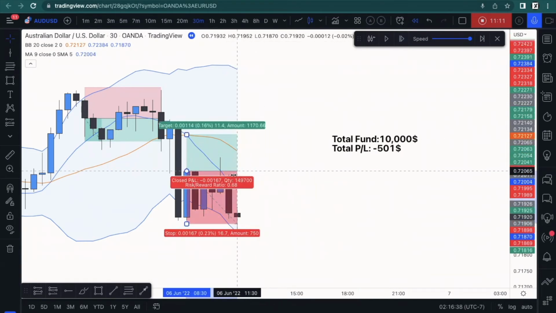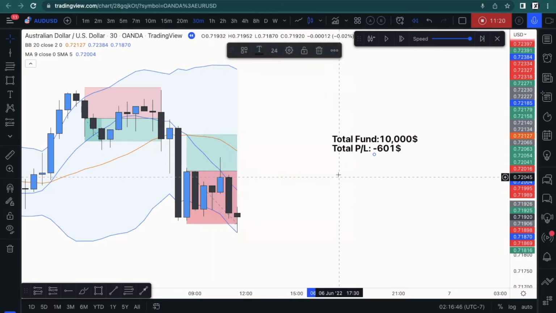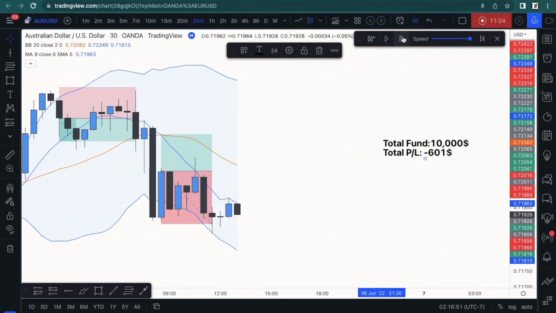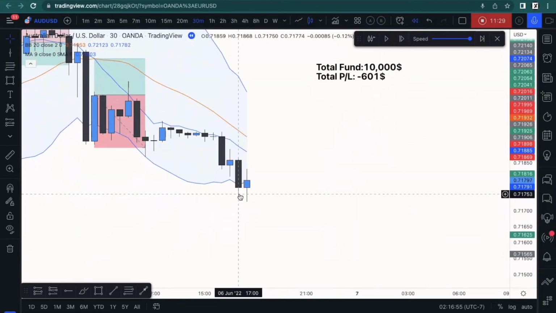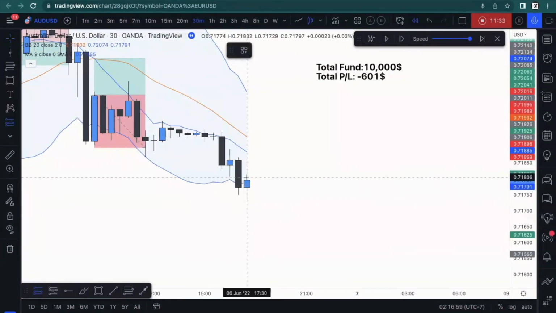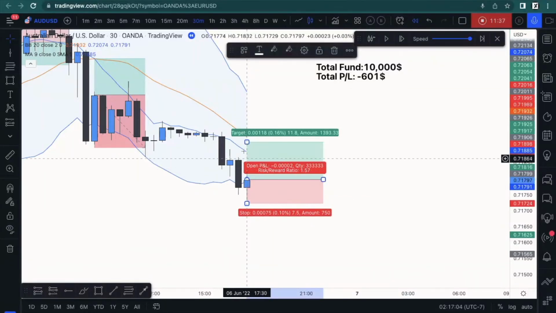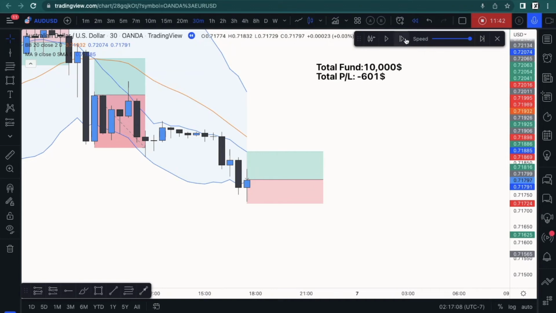Okay, stop loss hit, so another $100 into loss. That's a total of $601 into loss. Okay, skip on back testing it. Okay, price is ranging outside here and just closed inside of the Bollinger Band. I'll take entry there, stop loss below the swing, and take profit right here.